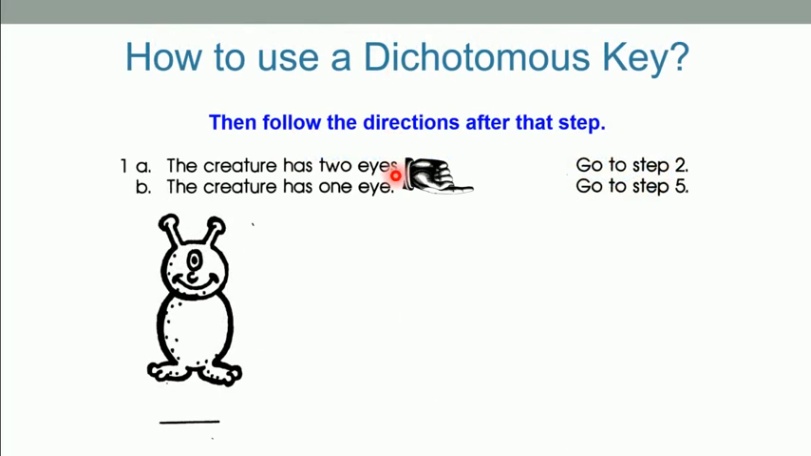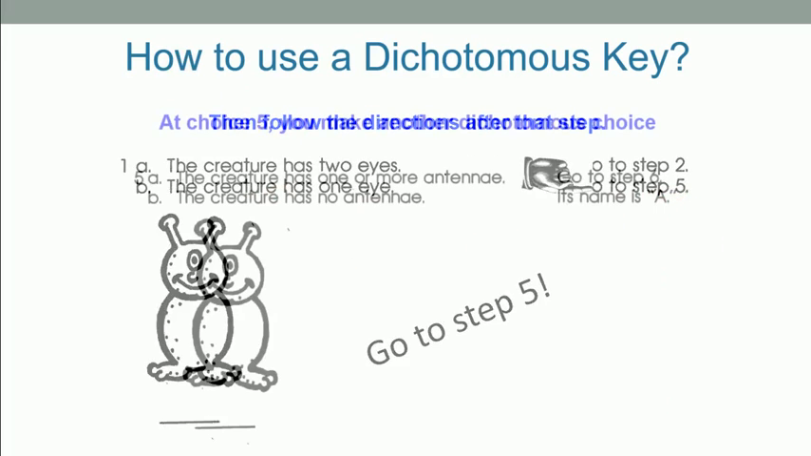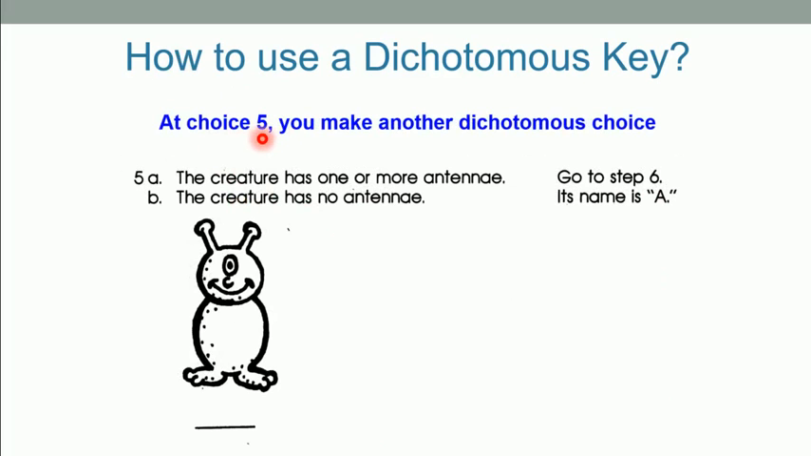Now we move on to the next couplet of the dichotomous key. Here it directs us to go to step number 5. Since it has one eye, go to step number 5. Now we go to the fifth couplet. Here the leads are: the creature has one or more antennae, or the creature has no antennae. Since it has one or more antennae, 5A is true. So 5A directs us to go to step number 6. So we go to step number 6.